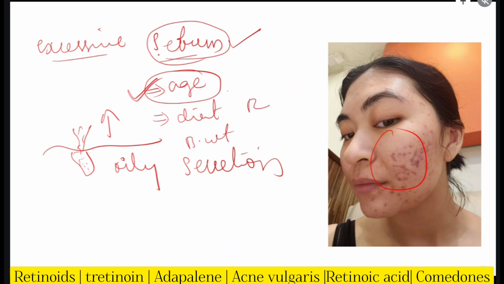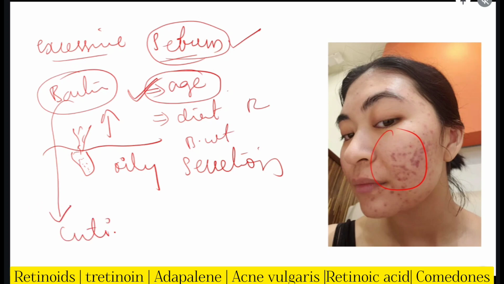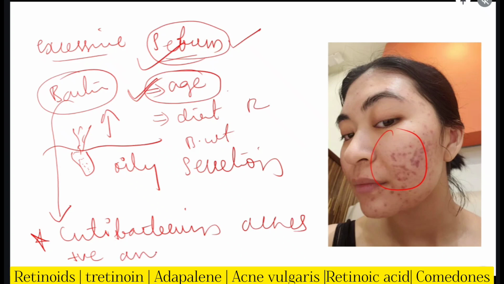So at this age, the excessive production of sebum favors the growth of some bacteria in the skin, and the name of the bacteria, this is very important, is Cutibacterium acnes. Actually, in adolescent age, due to the excessive production of sebum from the sebaceous gland, this excess sebum will favor the growth of bacteria. This Cutibacterium acnes is an anaerobic gram-positive bacteria.